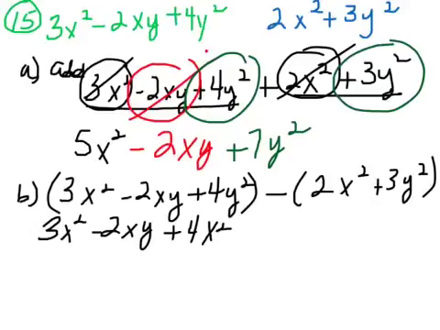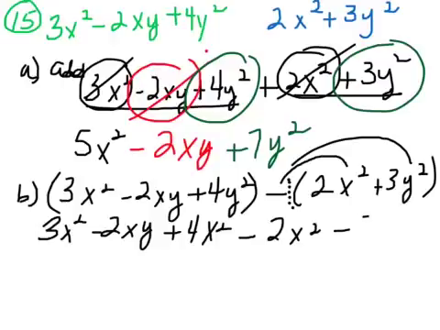As a matter of fact, I've got to distribute that negative to both terms. You can think of it as distributing the negative and write that's a minus 2x squared and a minus 3y squared. If that bugs you, remember you can put an invisible 1 there and say negative 1 times positive 2x squared would be negative 2x squared. And negative 1 times positive 3y squared would be negative 3y squared.